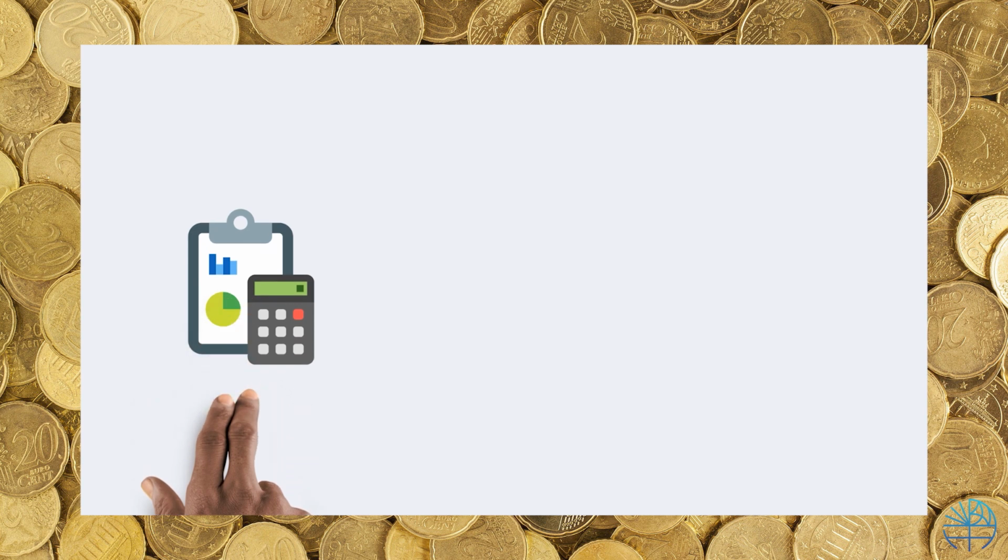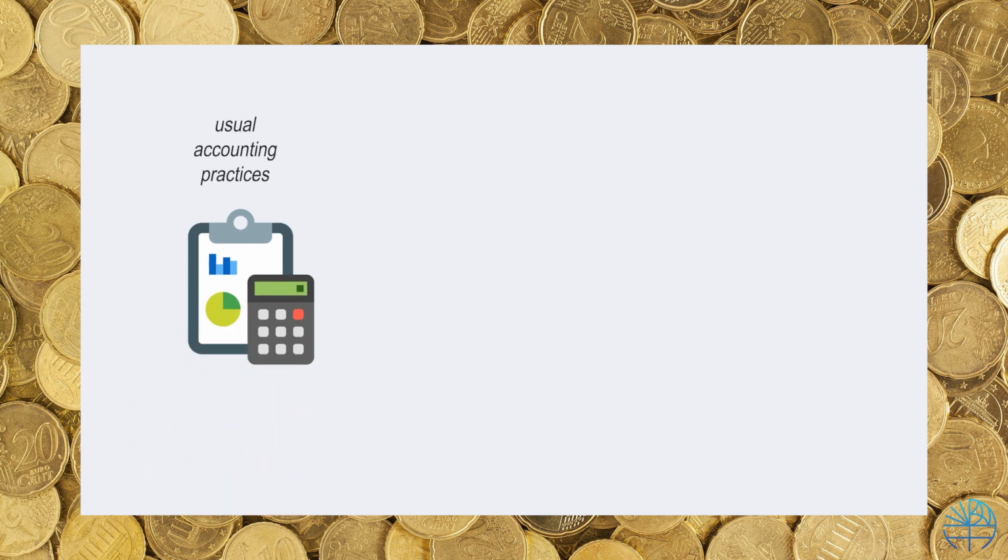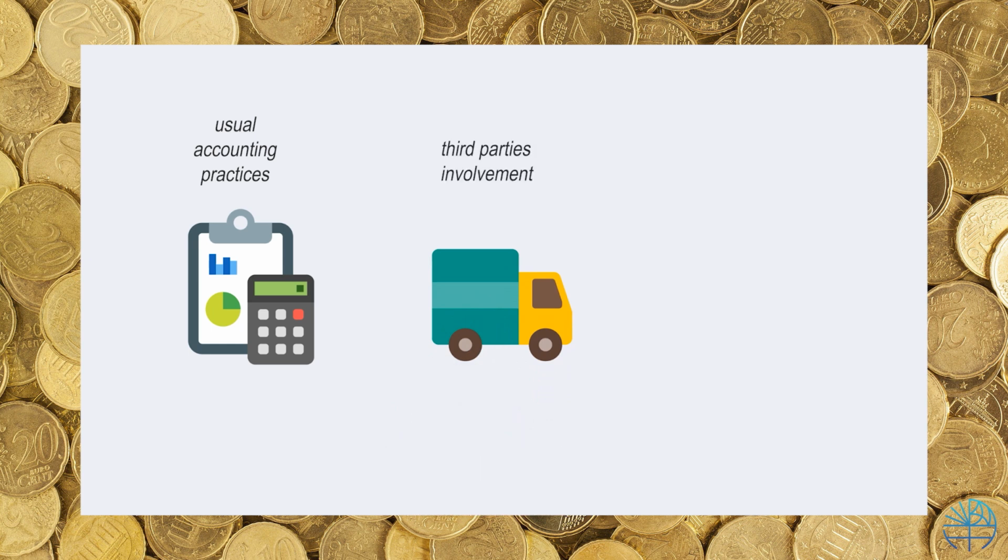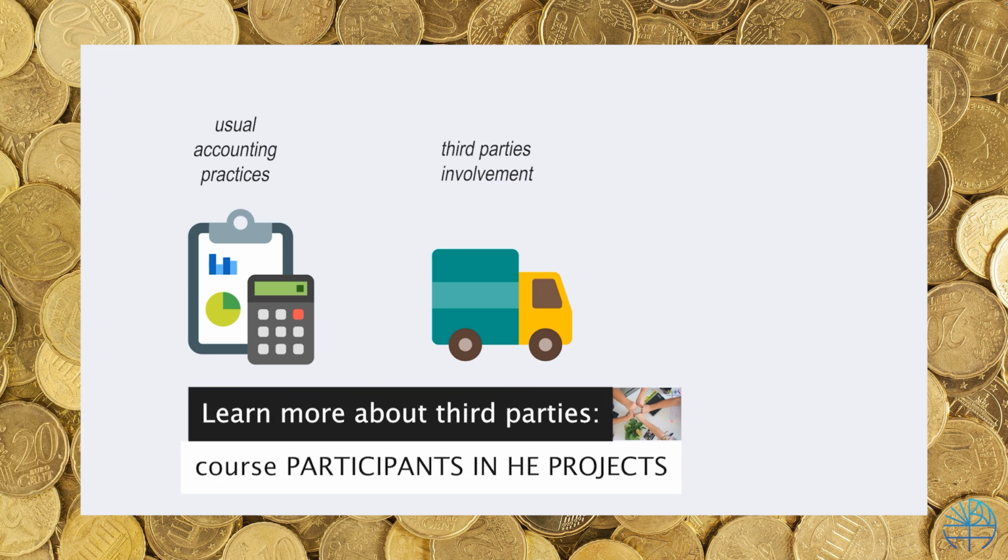When planning it, each partner relies on their usual accounting practices. Special attention is required when planning subcontracting and involving other third parties. Tasks and activities to be delivered by third parties must be identified in the description of the action and included in the budget in advance.